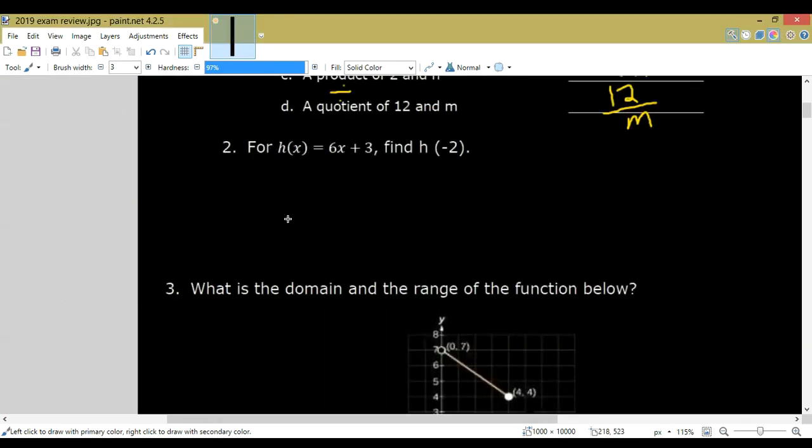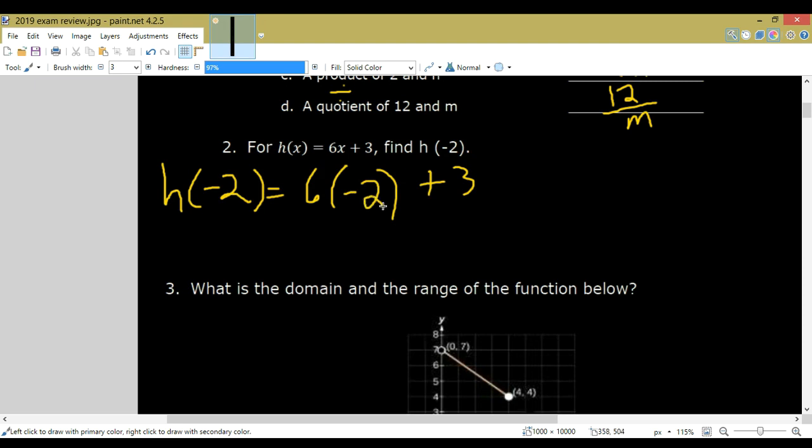Number 2, for h of x equals 6x plus 3, find h of negative 2. So we have h of negative 2 equals 6 plus 3. Inside these parentheses, we put negative 2. Everywhere we see an x in this expression, we will substitute it with the parentheses negative 2.